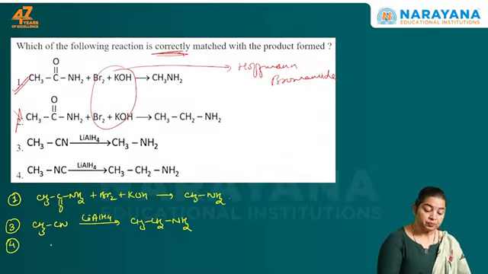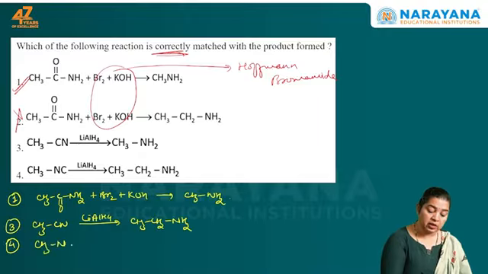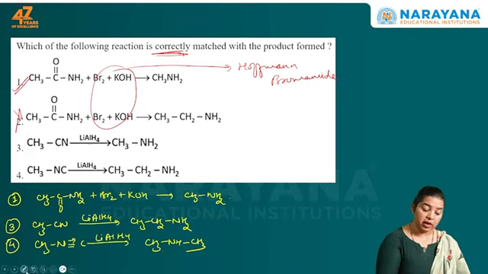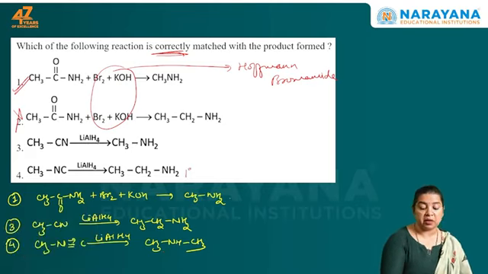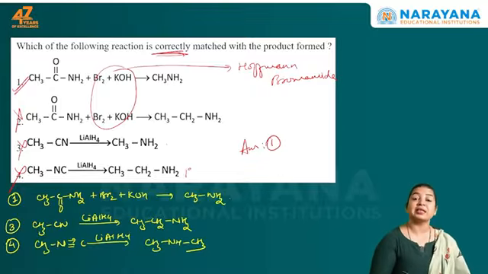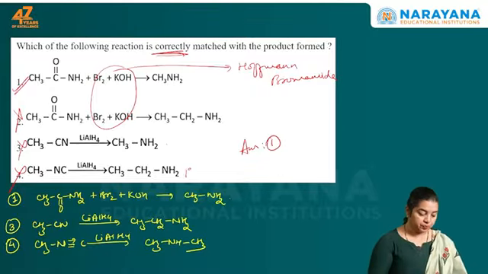Fourth, CH3NC is reduced by LiAlH4. Then the answer is CH3NHCH3. The answer should have been a 2-degree amine, where here it is a primary amine. Here carbon count is not matching. So, anyhow 2, 3 and 4 are wrong answers. Correct answer is the first option.